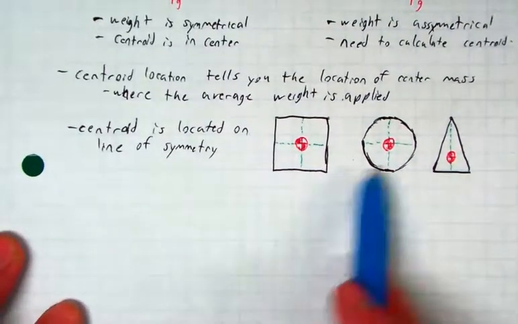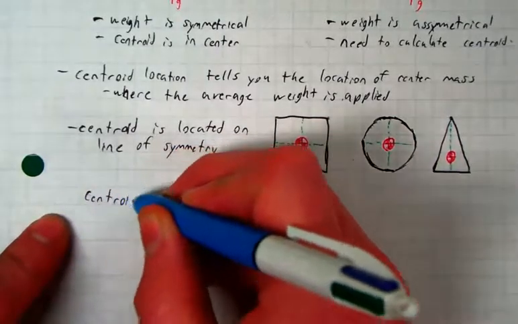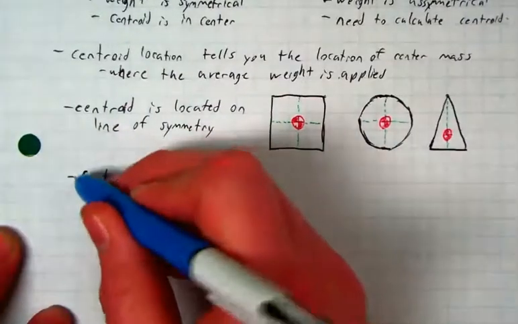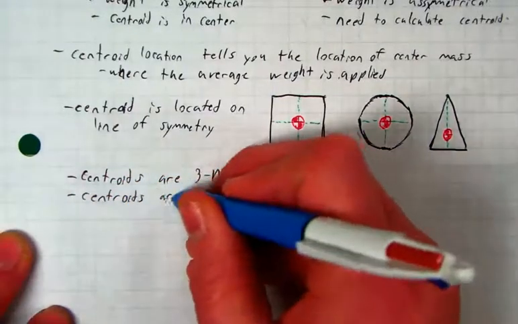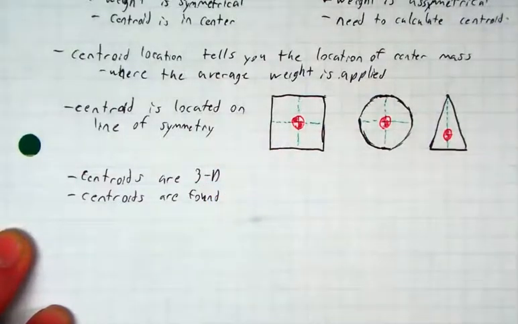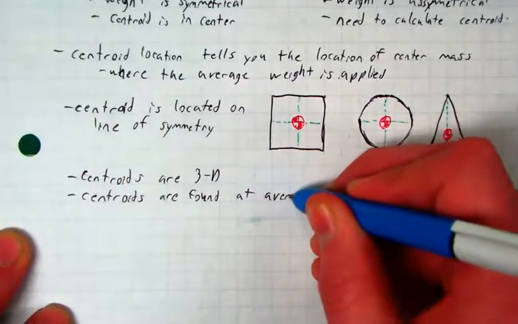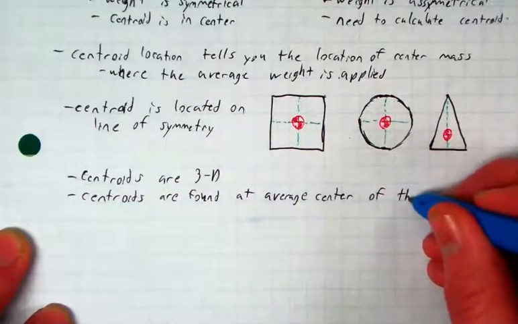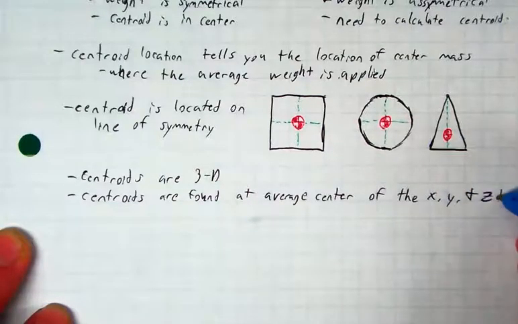Now, this is looking at 2D shapes. Something you need to keep in mind is that centroids are very much 3D. Centroids are found at the average center of the X, Y, and Z directions.